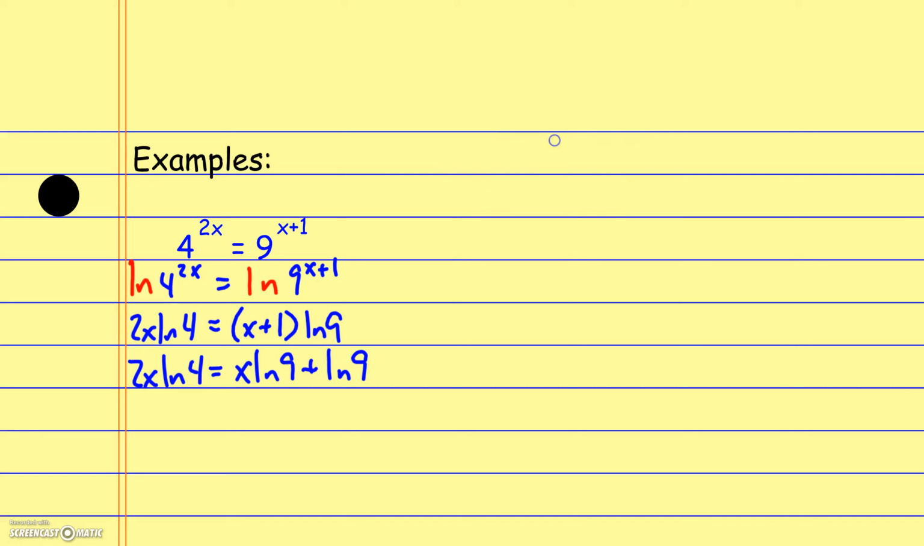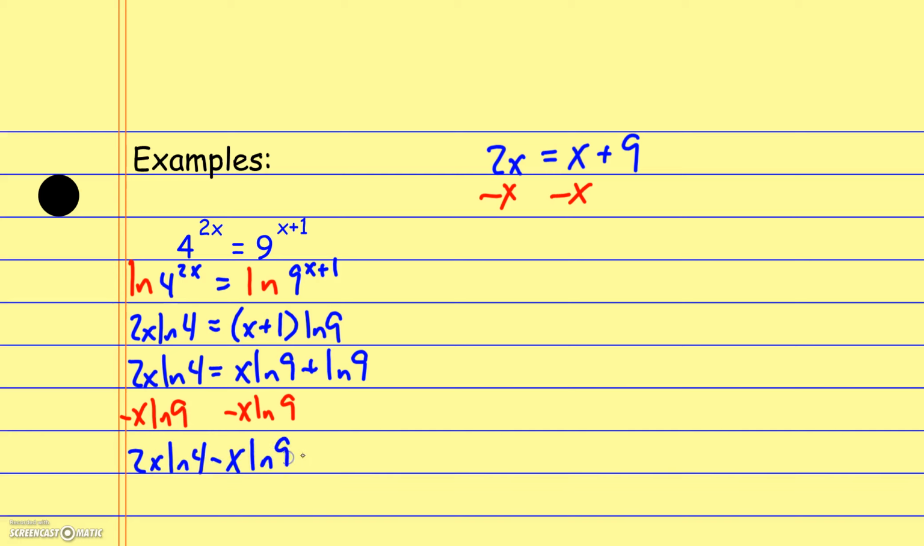Now from here, again, if I had something like 2x equals x plus 9, if there were no logarithms involved, I would immediately try to get all the x's on the same side. I would subtract the x from each side. Well, it's the same thing down here. I want to get all the things that have x in it on the same side. So I'm going to subtract this x natural log of 9 from each side. And so when I do that, what I have left is 2x natural log of 4 minus x natural log of 9 equals the natural log of 9.